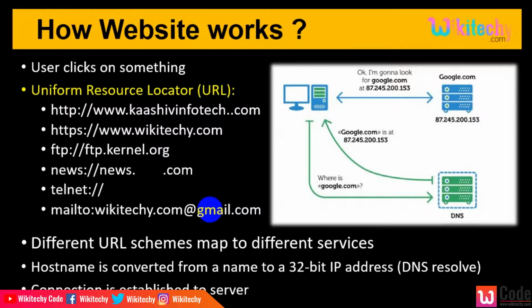If we talk about how the overall web server process is running, the user clicks on a URL. Okay, I'm giving the website as kashiinfo.com or something. Automatically different URLs will have different services. This one is for a normal website, this one is for a secure website, for file transfer, news related, telnet related, and mail related. The host name is converted from a name to a 32-bit IP address, and the connection is established with the server. This is how a web request is processed.